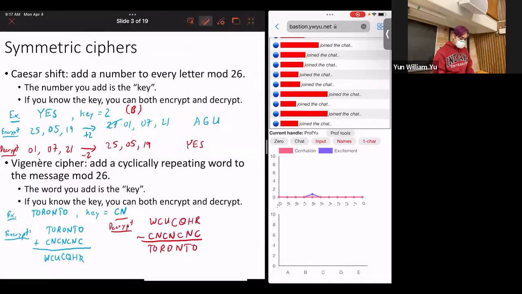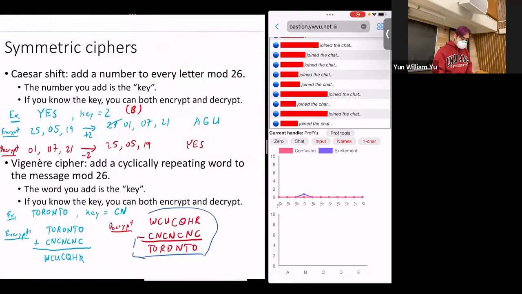And decryption operates very similarly. So for the decryption here, what we're going to do is subtract CN, cyclically repeating. And so what you'll notice is, of course, that the same key that you use to encrypt is the key that you use to decrypt. And that's quite important, because what it means is that if you know how to send a message, you also know how to decrypt the message.